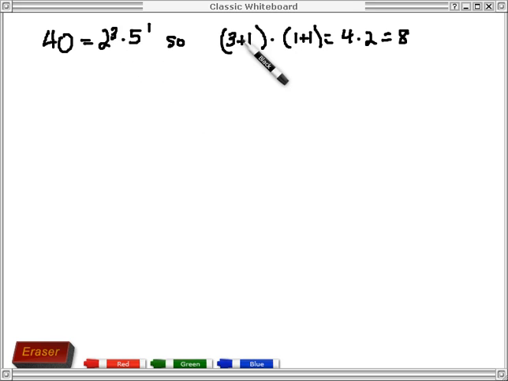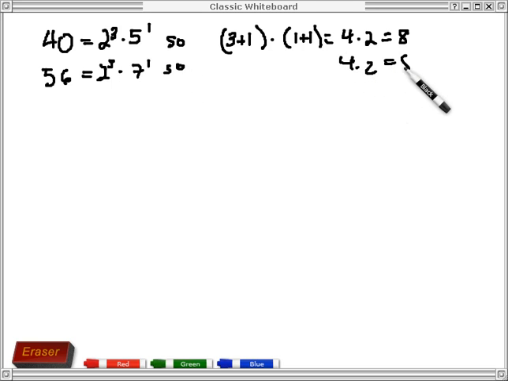I take that 3, add 1 because I could have 0 copies. I take that 1, I add 1 because I could have 0 of them, 0 or 1. And so I get 4 times 2 is 8 possibilities. Same thing here, 56 is 2 cubed times 7 to the first. So again, I'm just going to get 4 times 2 is 8 total factors.